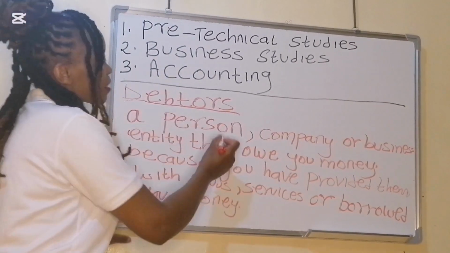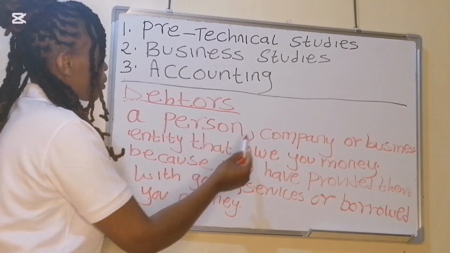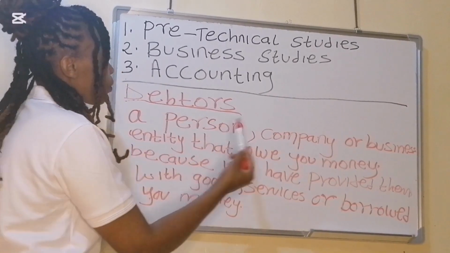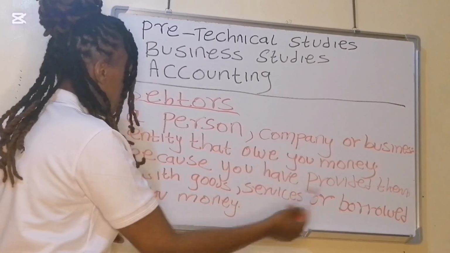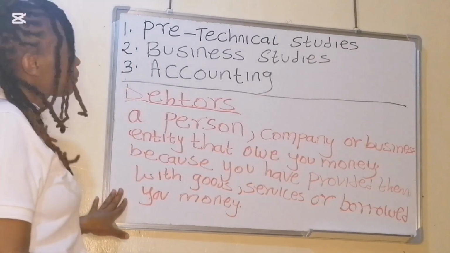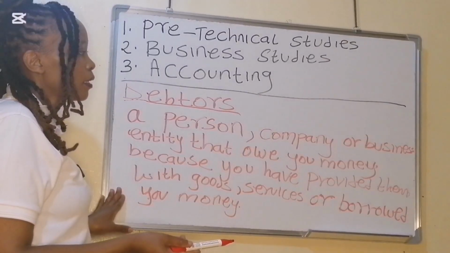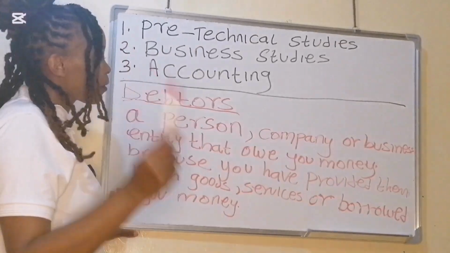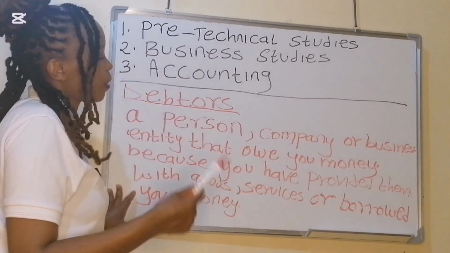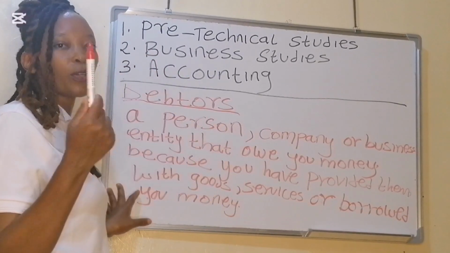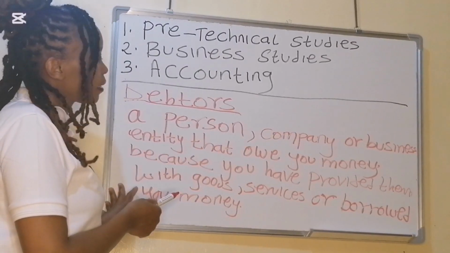I will explain. Debtors, it can be a person, a company, or a business entity that owes you money because you have provided them with goods, services, or they have borrowed money from you. Those are debtors. You have provided goods and services to a person or to a business, or they have borrowed money from you. Those are your debtors. Okay?